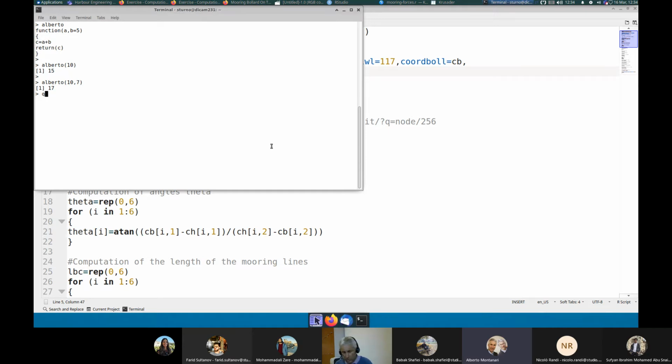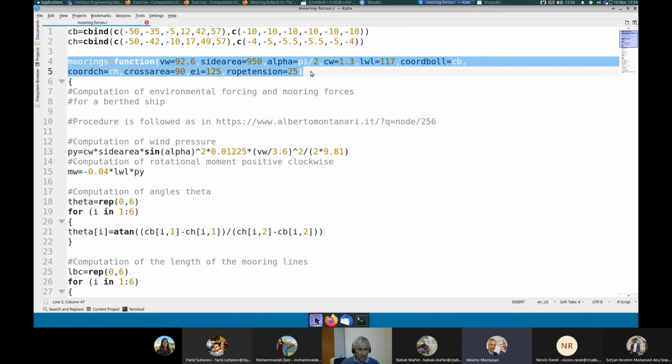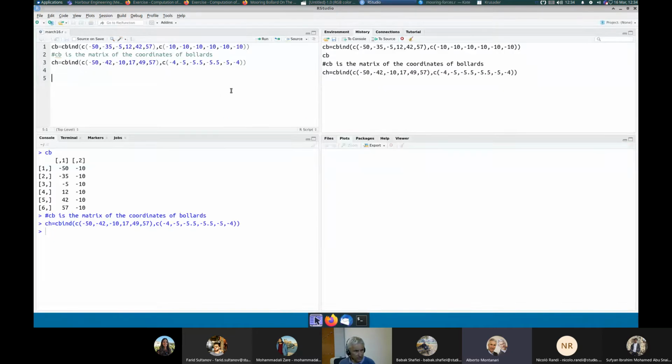Okay, so let's close this new console. I close it without saving because I don't need to save it. And let me go back to my code. So, and now there is this function called moorings, which makes the overall computation of environmental forcing and mooring forcing for a berthed ship. You see that I put some comments here. Now, let me copy this instruction. Copy. I put it in RStudio. Paste.